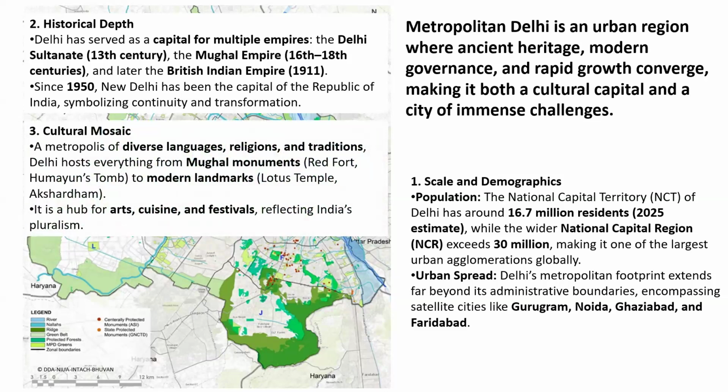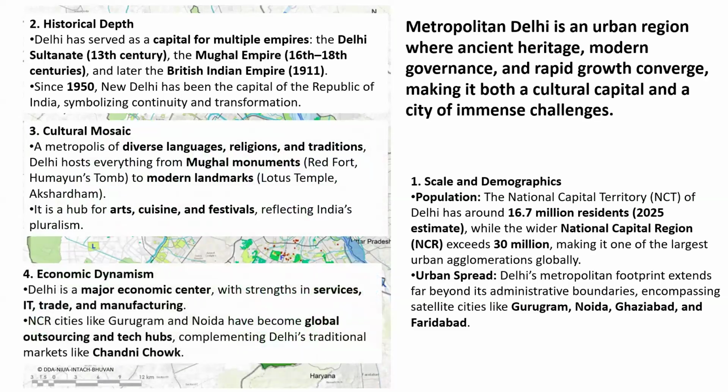So, a cultural mosaic, as a metropolis of diverse languages, religions, traditions, monuments and modern landmark buildings. Then it's a hub of art, cuisine, and festivals reflecting India's pluralism. Delhi is also a major economic center with strengths in services like IT, trade, and manufacturing. The NCR cities like Gurugram and Noida, as in New Okhla Industrial Development Authority, have become global outsourcing and tech hubs, complementing Delhi's traditional markets like Chandni Chowk, which is basically what we know as the commercial hub of old Delhi.